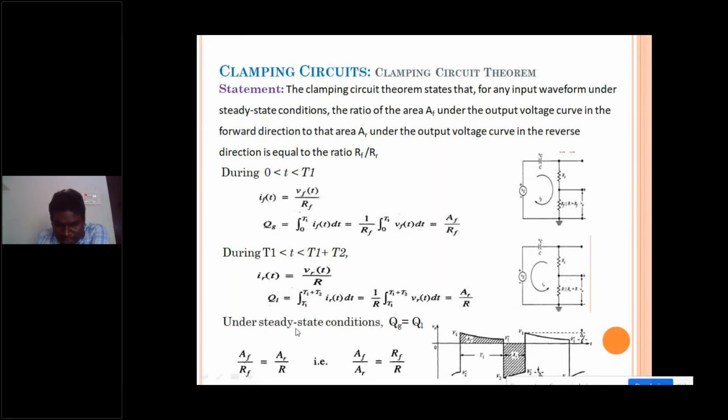Under the steady state conditions, charge gained must be equal to charge lost. So then you will get AF by AR is equal to RF by RR. This is the statement of the clamping circuit theorem. The steady state condition is very important. The ratio of the area AF under the output voltage curve in the forward direction to the area AR under the output voltage in the reverse direction is equal to the ratio of RF by RR. So this is about the clamping circuit theorem.